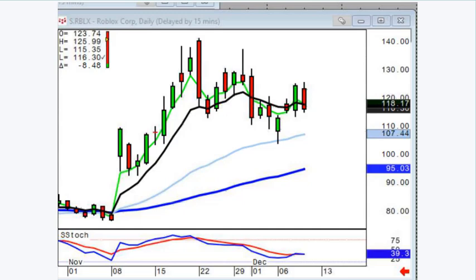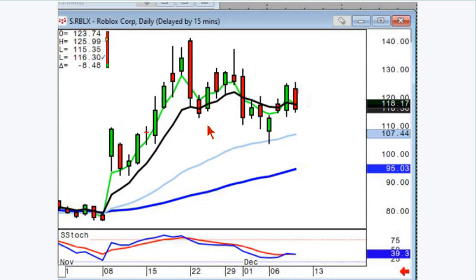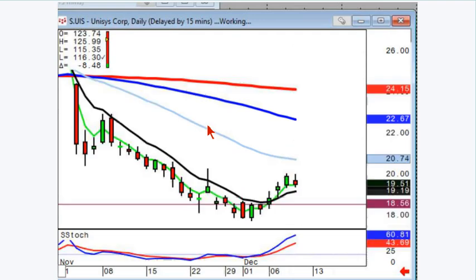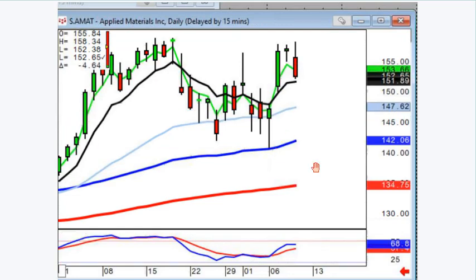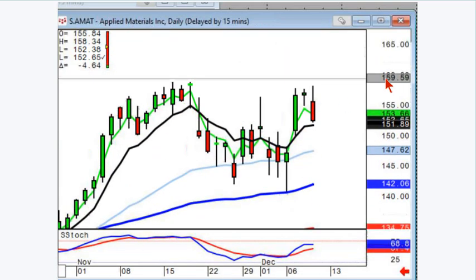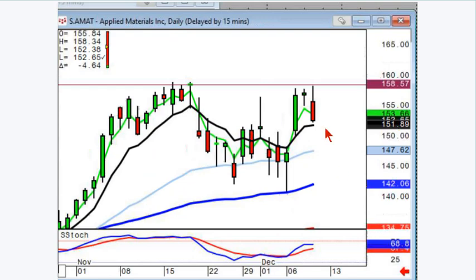Jan, if you want to stay in the chat room, just don't log out tonight. Unisys, you stay long as it stays above the T line. RATA, same scenario, but you don't want to see them close below the T line. AMAT also kind of failed right in this area, which tells you if this opens lower, if you're long, you're out of the trade.